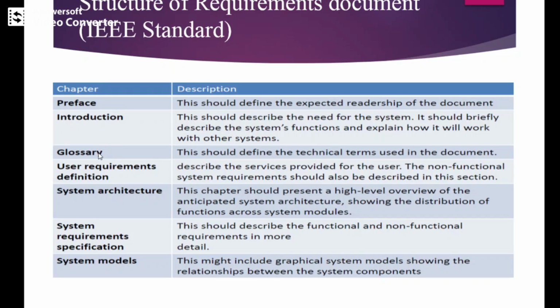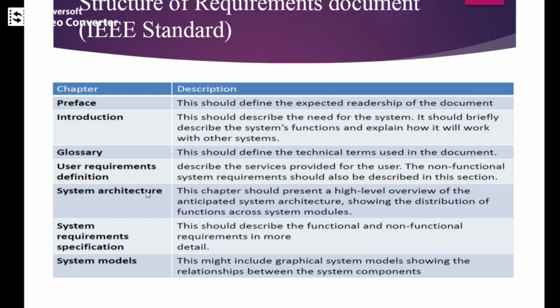Next chapter is the glossary. So this should define the technical terms. If you are using any technical terms in your document, that needs to be defined in the glossary chapter. Next chapter is user requirements definition. So here you have to describe the services provided for the user. So what services your system will provide for the user, that you need to specify. The non-functional system requirements should also be described in this section. You can include the non-functional requirements also.